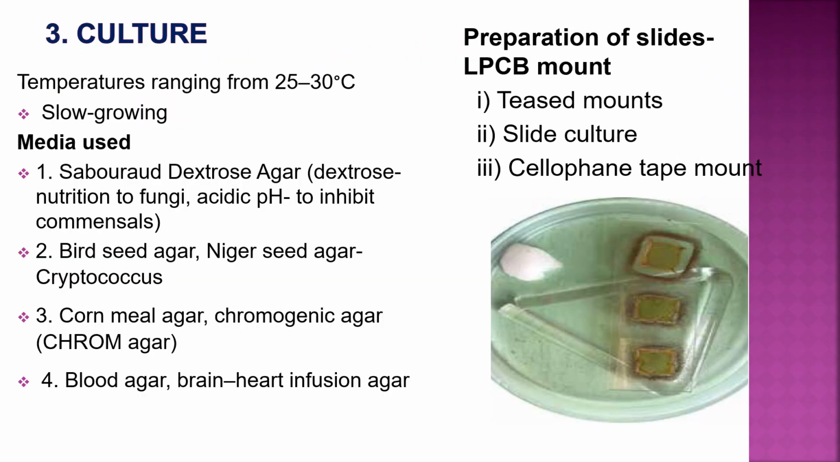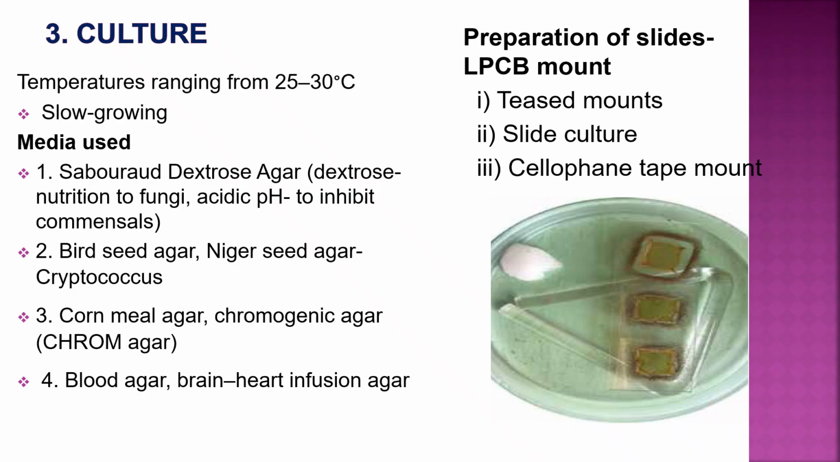Third step is culture, at a temperature ranging from 25 to 30 degrees Celsius; fungi are slow growing. The media used: Sabouraud's dextrose agar is the most common fungal culture medium. It contains dextrose for nutrition of fungi and an acidic pH to inhibit commensals. Second, special media, selective media: bird seed agar or niger seed agar for Cryptococcus, cornmeal agar for chromogenic Candida, blood agar, brain heart infusion agar.